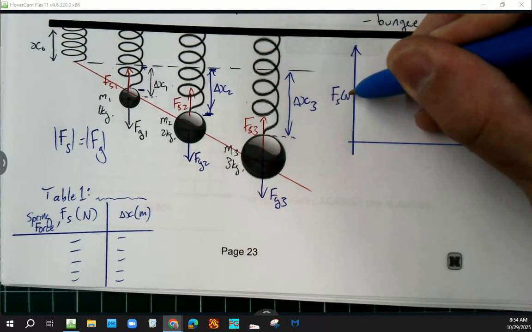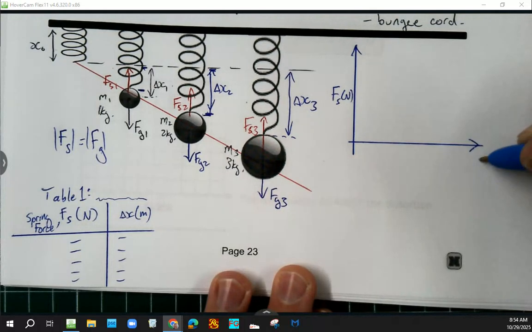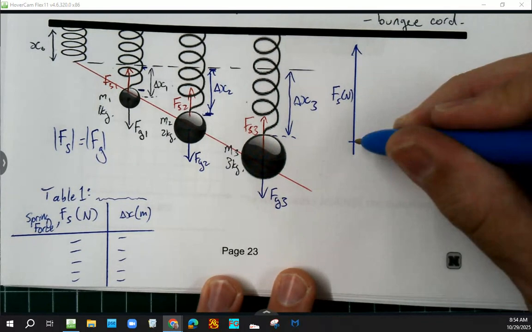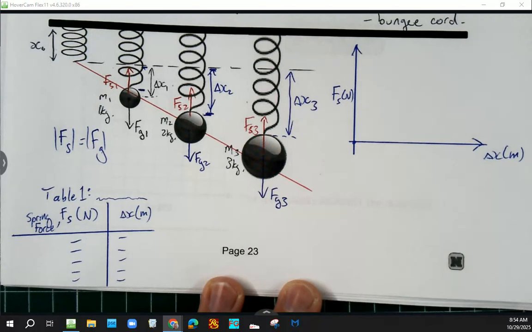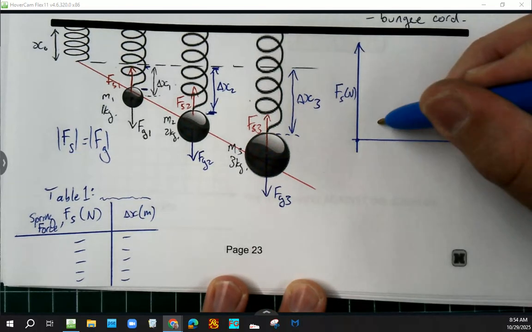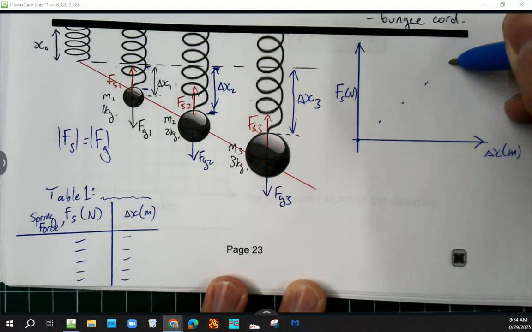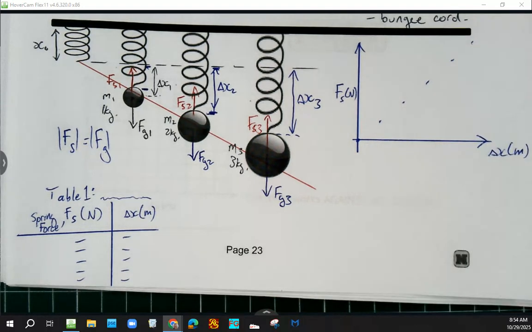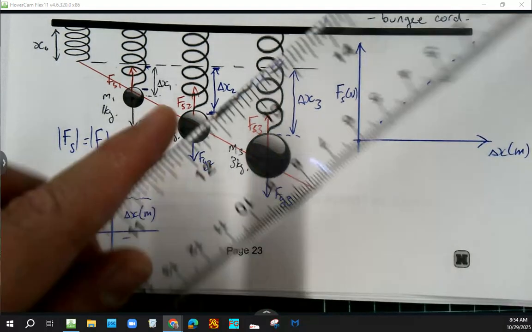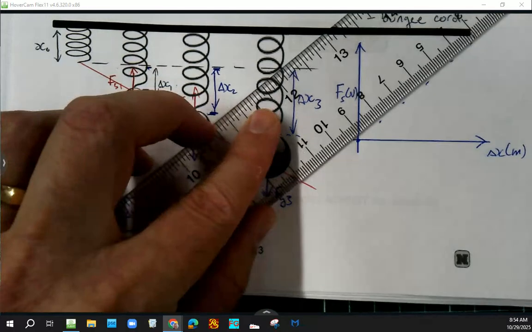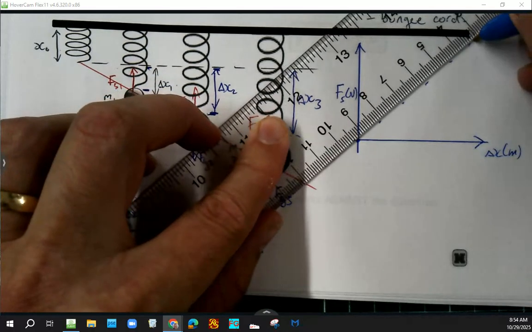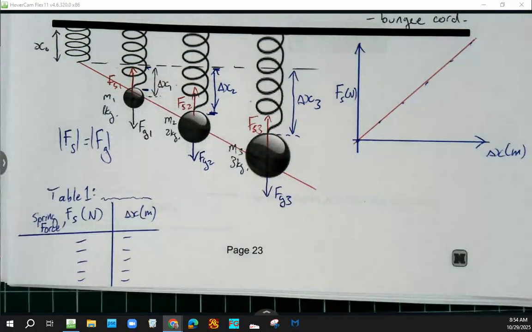Fs in newtons, delta x in meters. And I don't want to put any numbers on this because I haven't yet. What Hooke did was he made these measurements and it turned out to be linear. As the force increased, the amount of stretch increased. And of course, when you have data that's linear, what do you do? You add in a line of best fit. Nice thing about this is that it went straight through the origin.